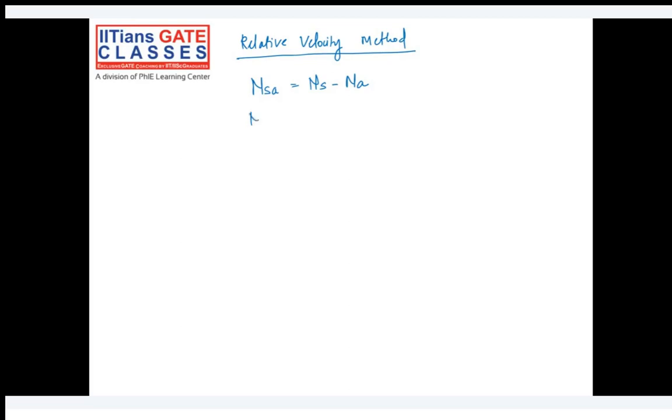Similarly, the relative velocity in between planet and arm will be Na minus Np, because sun and planet are in opposite directions that I'm considering here. Okay, so that's why if I take a ratio of it, Nsa by Npa, that is the ratio of the relative velocity of sun with respect to arm and the planet with respect to arm, is Ns minus Na divided by Na minus Np.